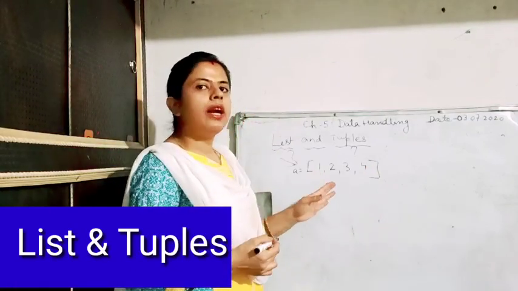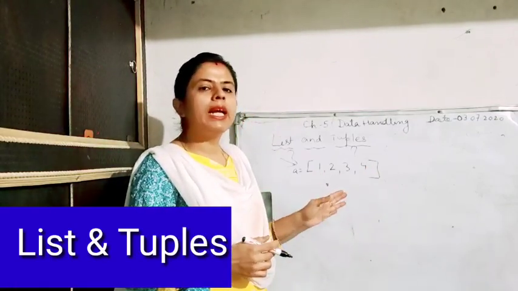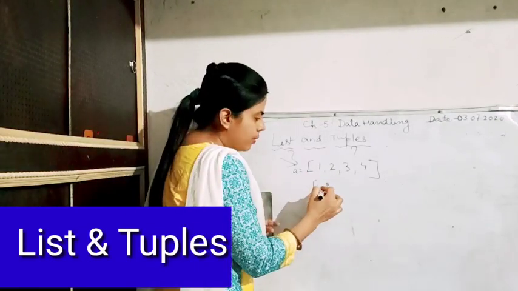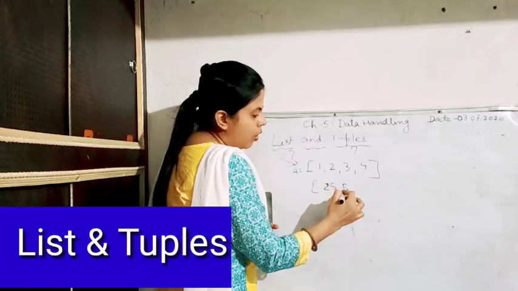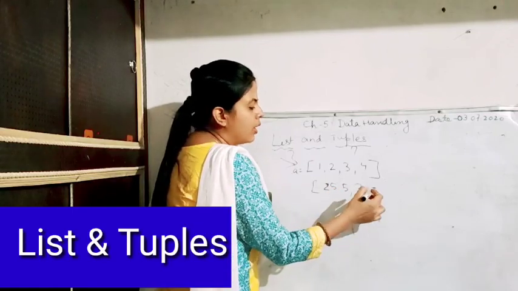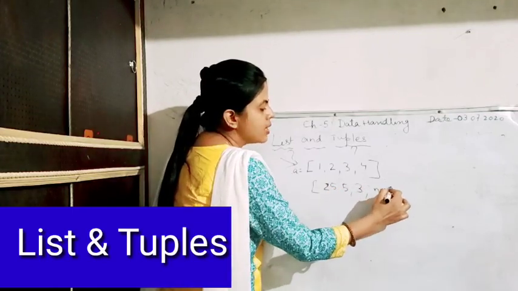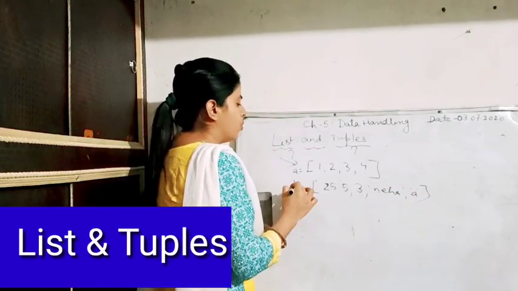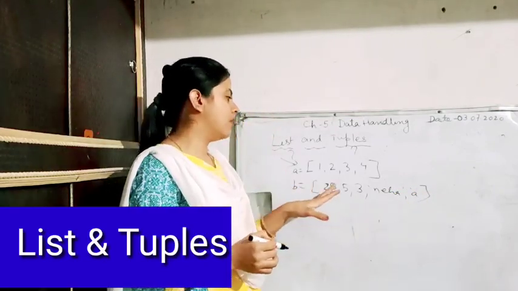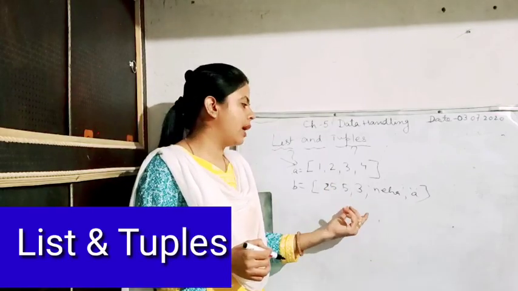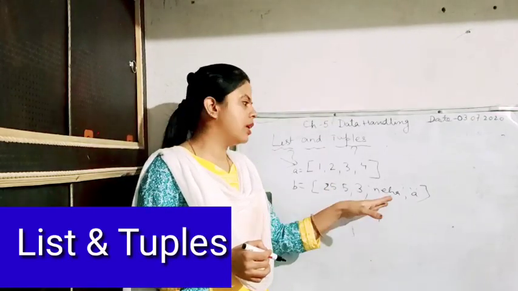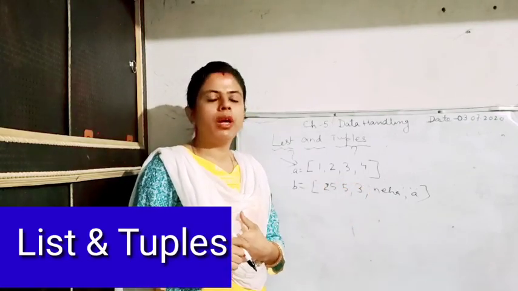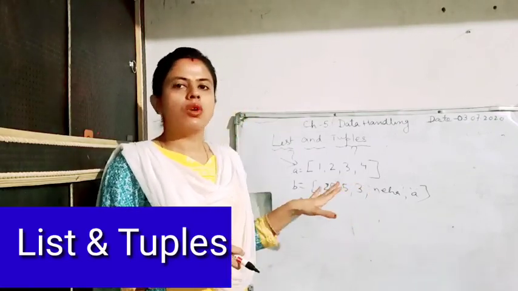Now items of any data type you can add into the list. Either it is a float, or a number, or a string, or a character as well. So any type of data values can be added, either a string, character, integer, or a floating point number. So this is called a list.